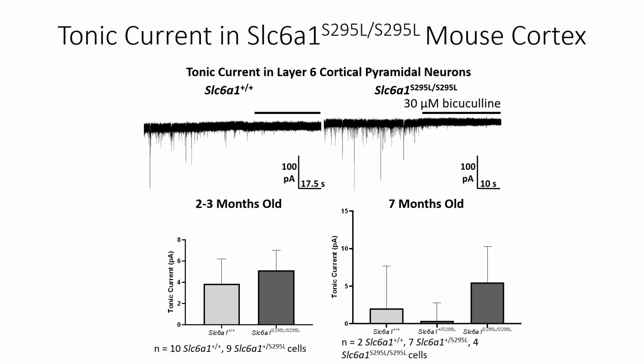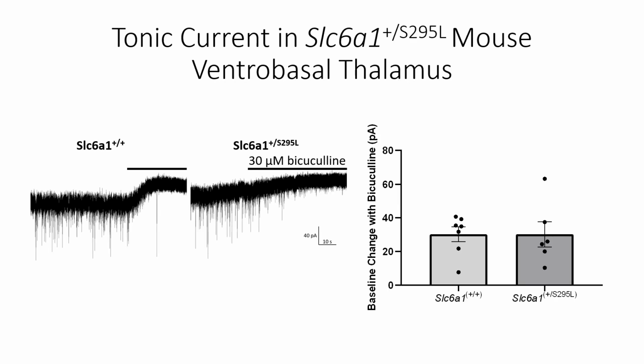So I looked at heterozygote and homozygote S295L mice, again measuring a tonic current in the cortex. And I still have not picked up a significant tonic current there. And I looked at the tonic current in thalamus. Thalamus, as I mentioned earlier, has a baseline tonic current that's pretty high, even in the wild type. And that's what I saw: about a 30 picoamp current in the wild type mouse. When I compared that to a heterozygote S295L mouse, I surprisingly did not see a difference in this region.